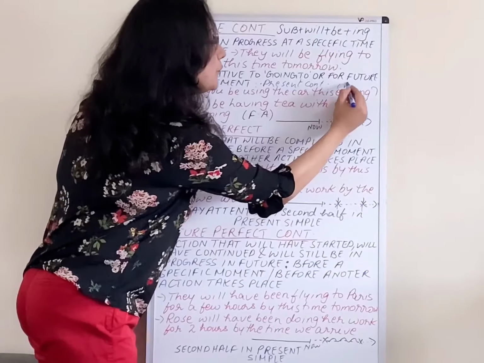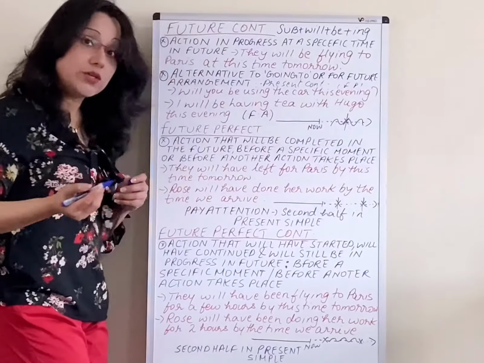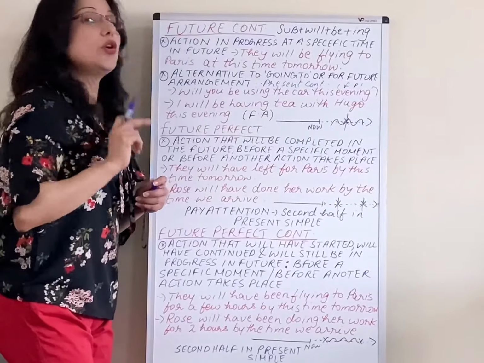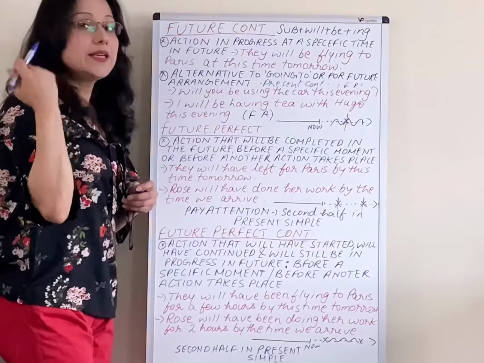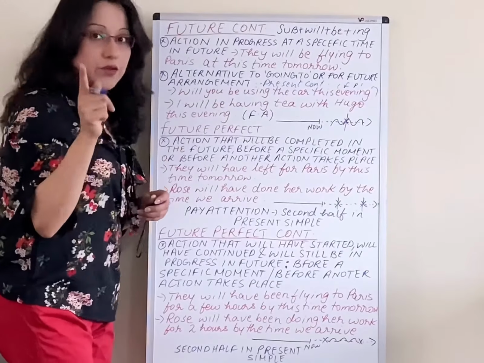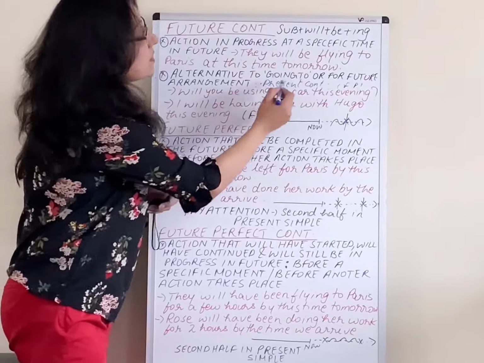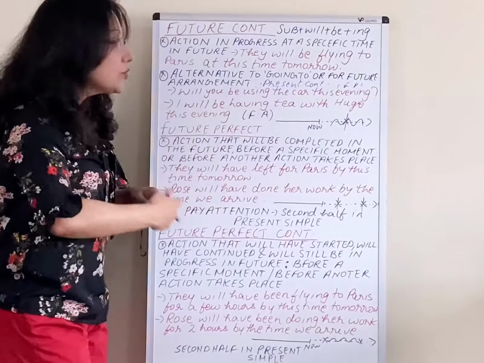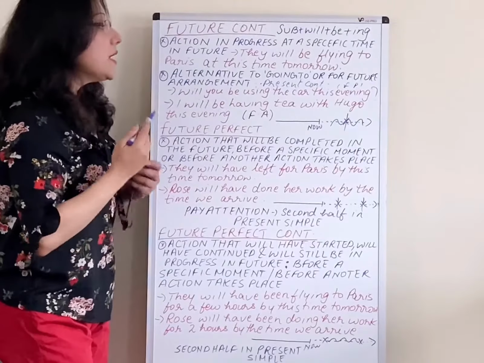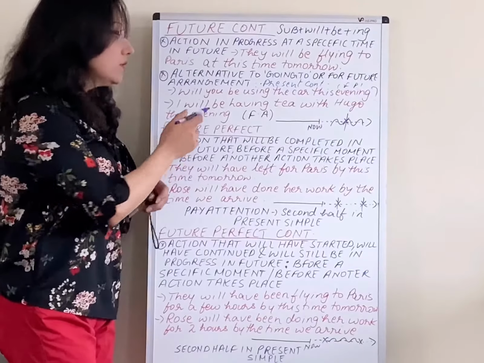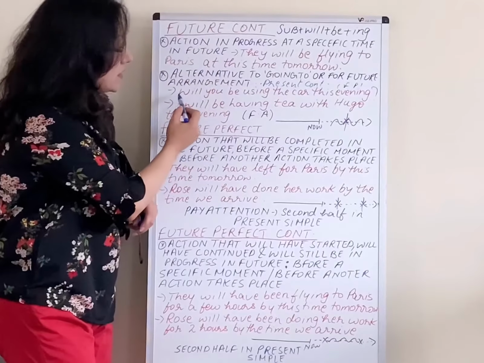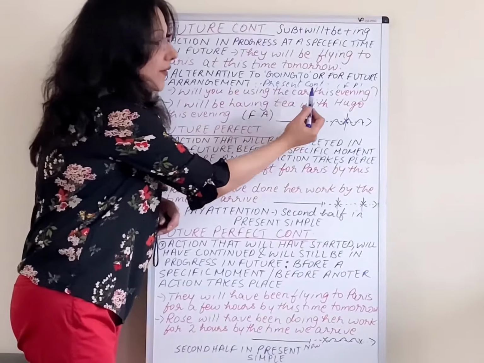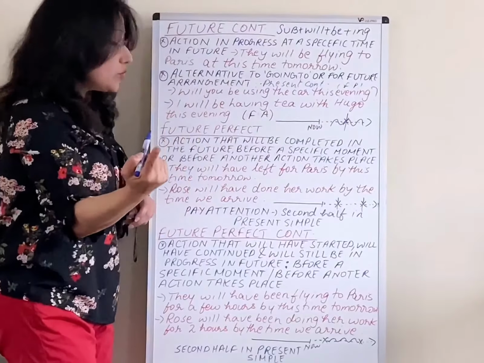For future plans we can use going to, as I am sure you know, because I have looked at it in yesterday's lesson. If you haven't, go ahead and look at it. So you use going to talk about future plans. Now if you don't want to use going to, you can also use your future continuous. Will you be using the car this evening? This is your future plan.